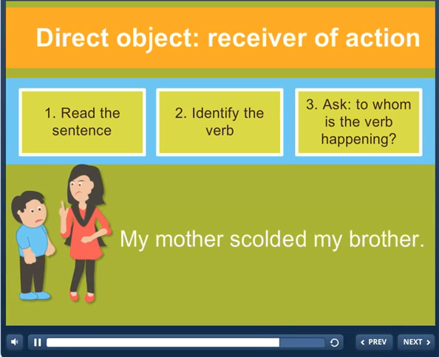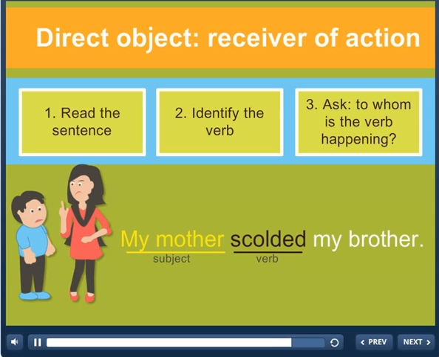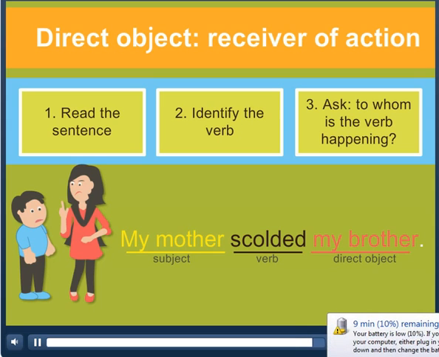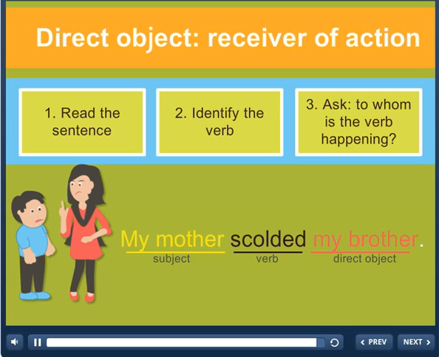My mother scolded my brother. The verb here is scolded. Who is doing the scolding? My mother. So, my mother is the subject. Now, who is she scolding? Or, who is receiving the scolding? My brother. My brother is the direct object. Let's practice this further.